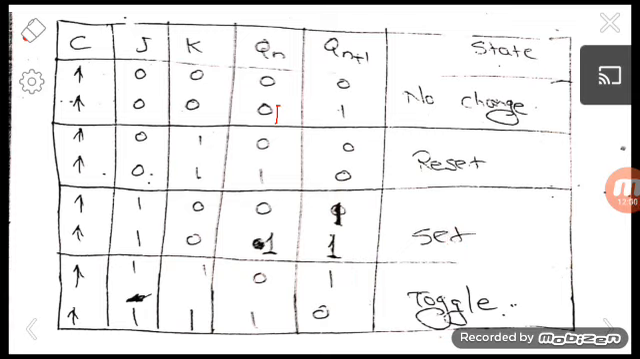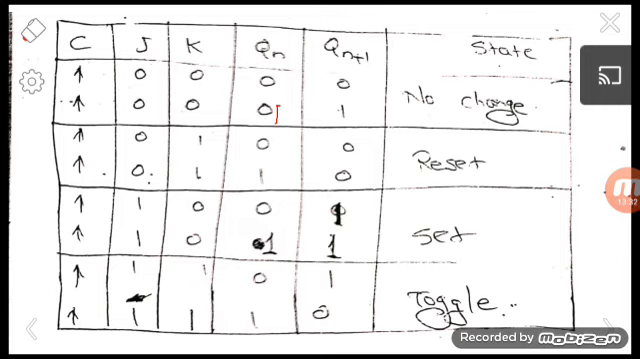The last condition is defined here for a JK flip-flop, that is for J equal to 1 and K equal to 1, the output will toggle. Suppose the prior output of the flip-flop was 0. When we apply J equal to 1 and K equal to 1, the output will toggle to 1. After applying J equal to 1, K equal to 1, the output changes from 0 to 1.